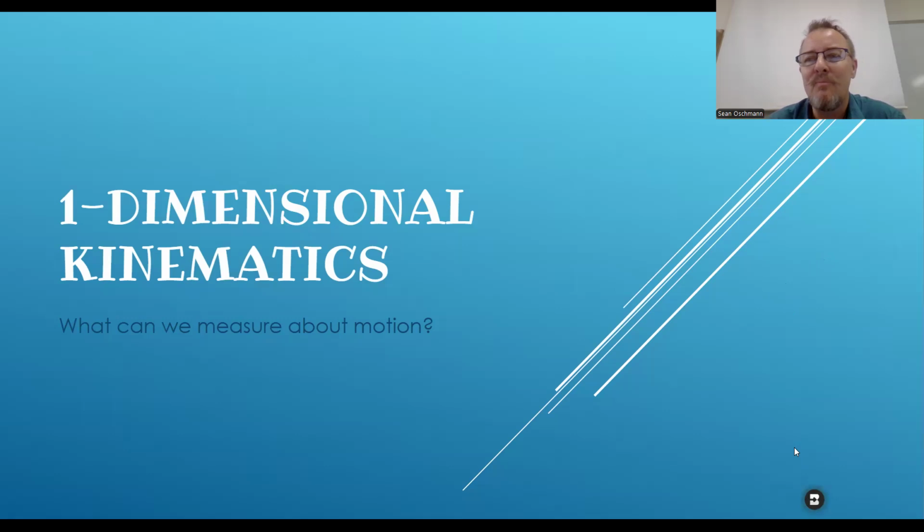What can we measure about motion? Well, we can measure how fast you're going, how far you're going, and how long it takes you to get from A to B. And then also, of course, whether you're always going at the same speed or whether it changes.